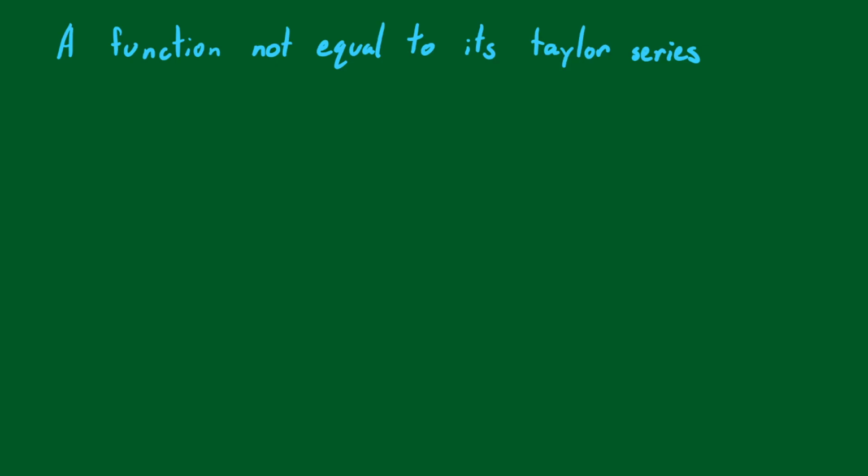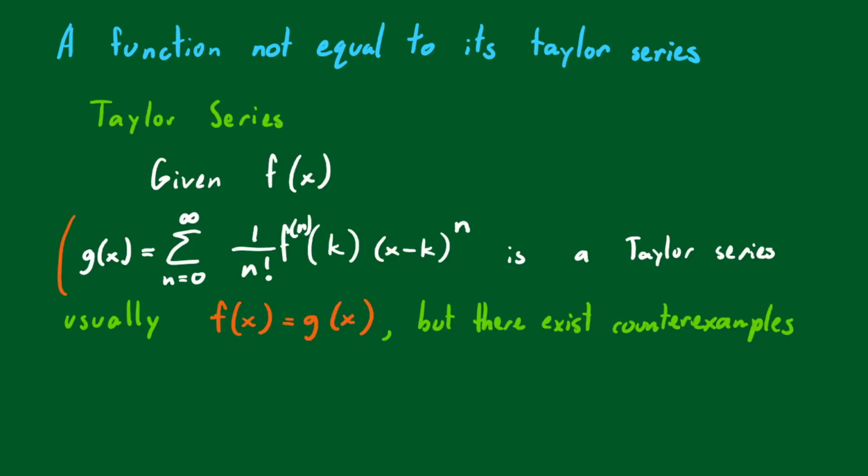I'll be presenting about a function not equivalent to its Taylor series. As a reminder, the Taylor series of a function is an infinite polynomial constructed with coefficients of this form. Typically, the way the series is constructed makes it converge to the function used. However, this is not the case for some functions, as will be shown today.